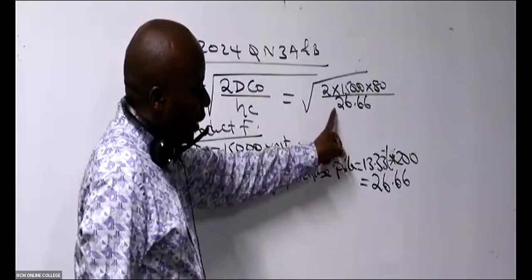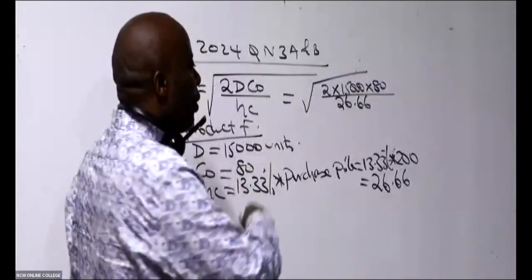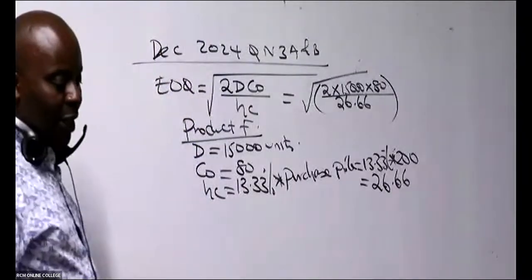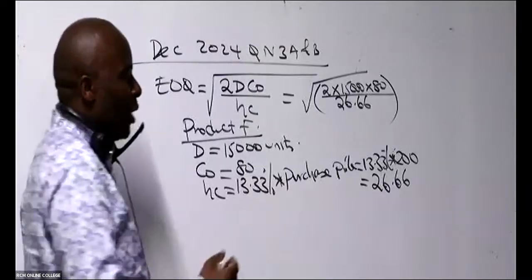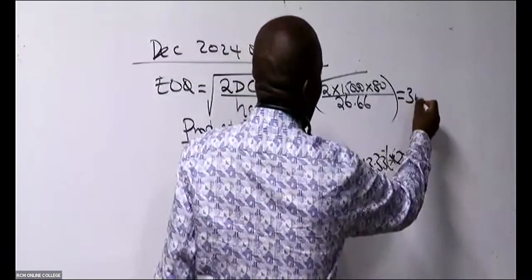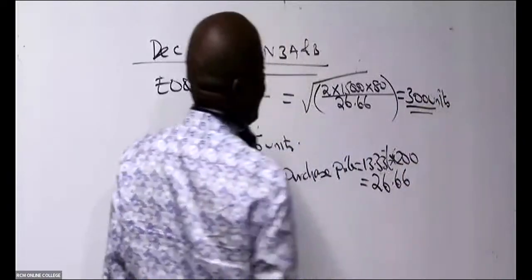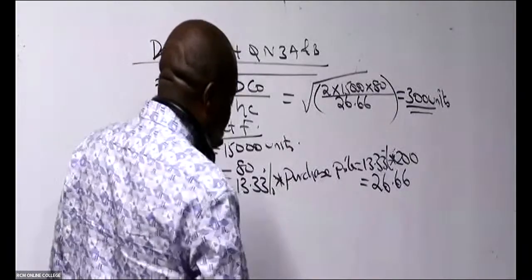So you divide this, and whatever answer you get, you take the square root. Remember, first you have to do this. Whatever answer we get, we come and take the square root. So Madam Shayla has given us 300 units.